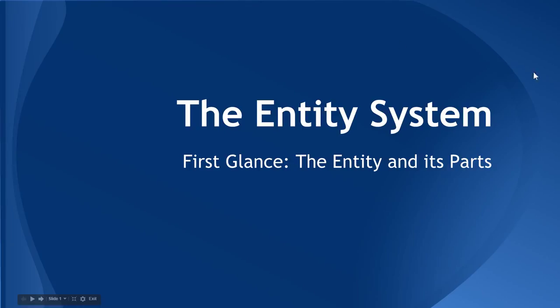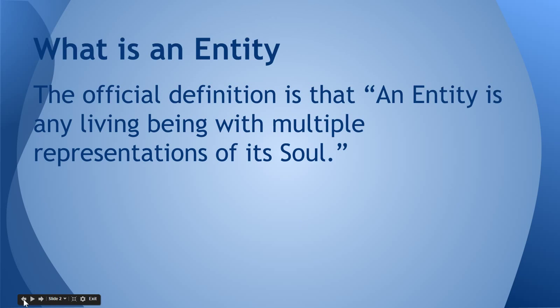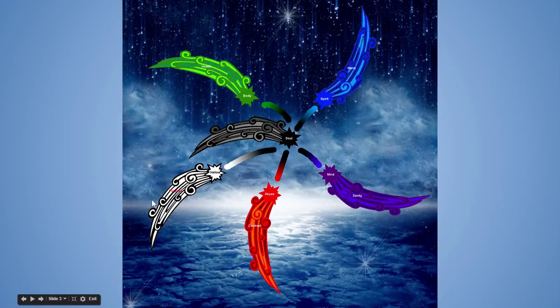Because it's really complicated. So first we're going to explain the actual entity, what that means. So what is an entity? The official definition is that an entity is any living being with multiple representations of its soul. But that doesn't really tell you anything. So let's look at this image.